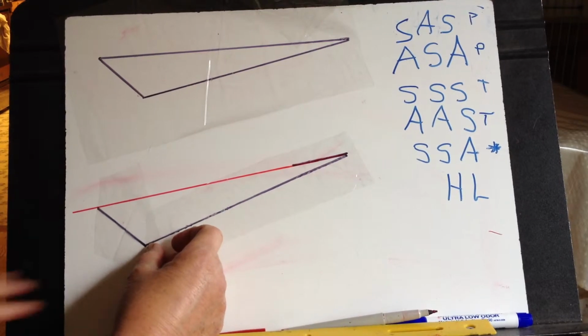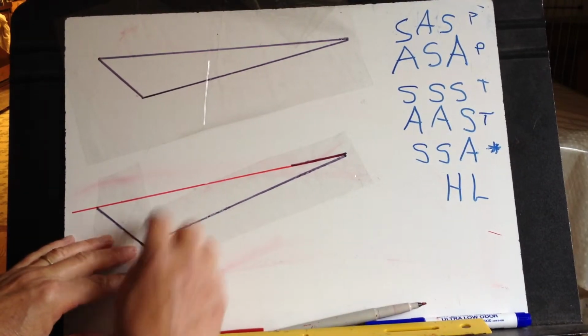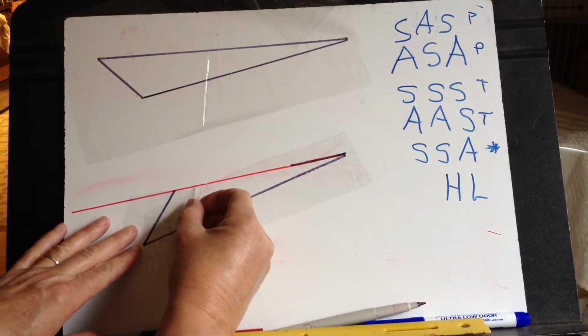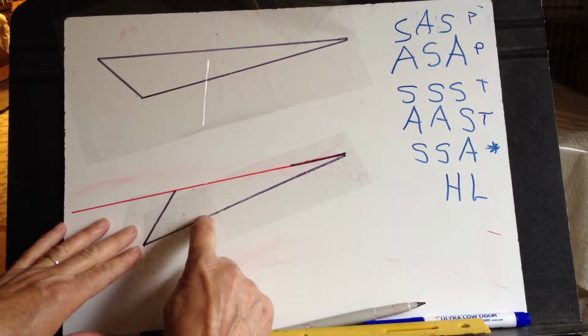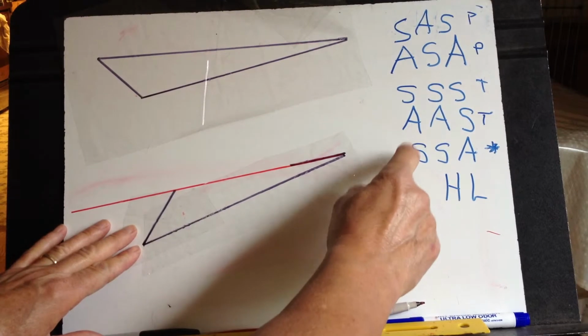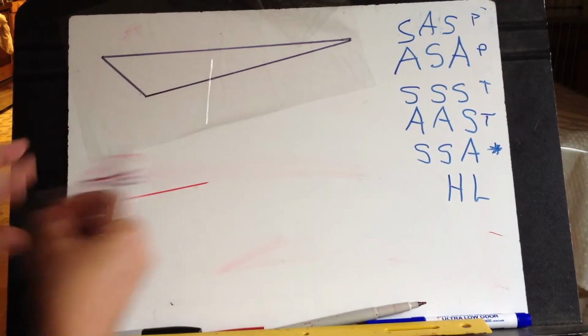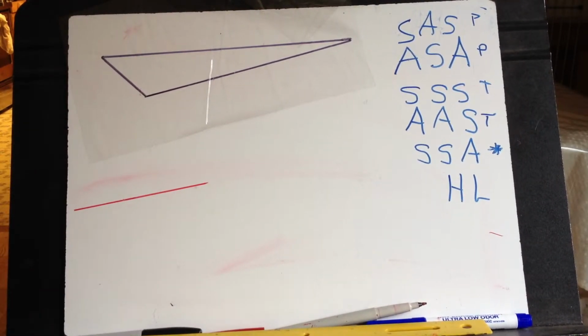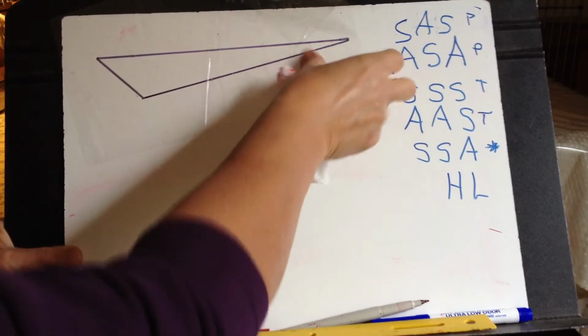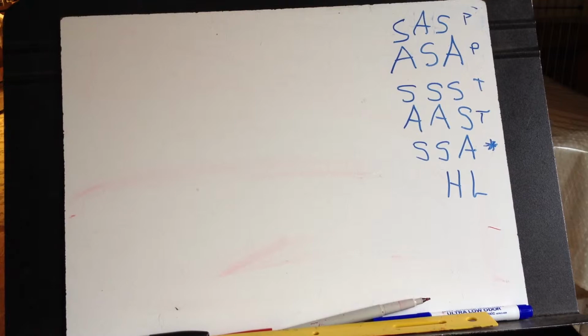But remember, I don't know what this angle is. Here is another triangle that satisfies side side angle, and it is not congruent to that triangle up there. So side side angle is not a congruence theorem. The last one is for right triangles only.